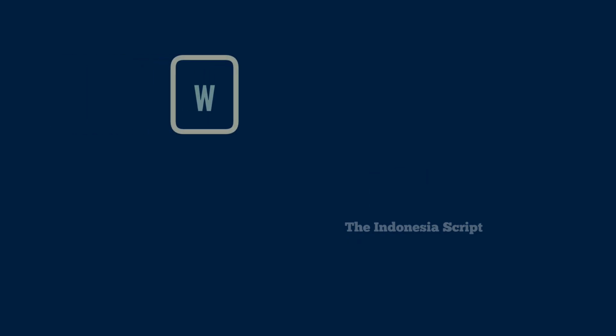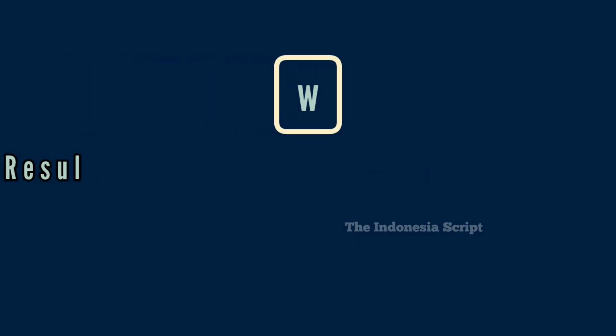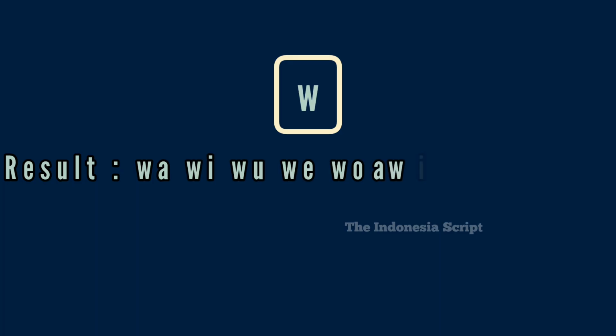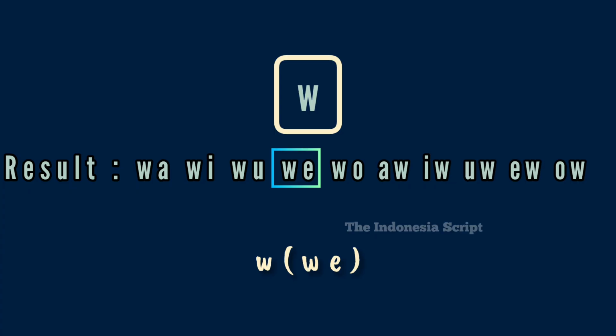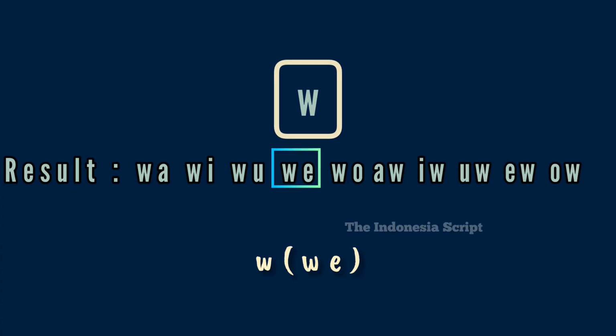Next consonant. From the first combination, we will get wa, wi, wu, we, wo. And from the second combination, we will get aw, iw, uw, ew, ow. One of the results we get is syllable we, which is the syllable used to pronounce this voiceless letter.